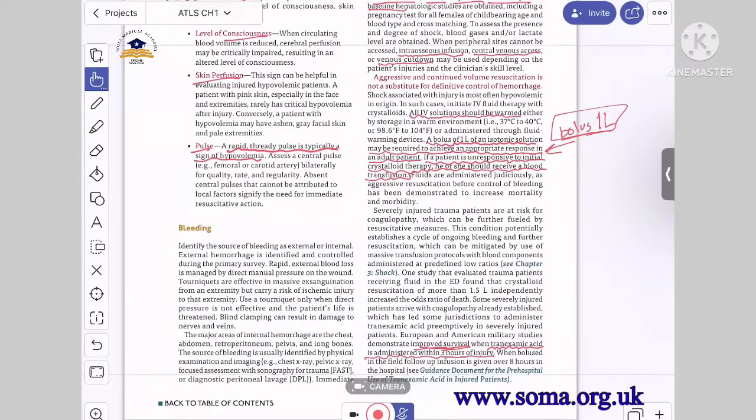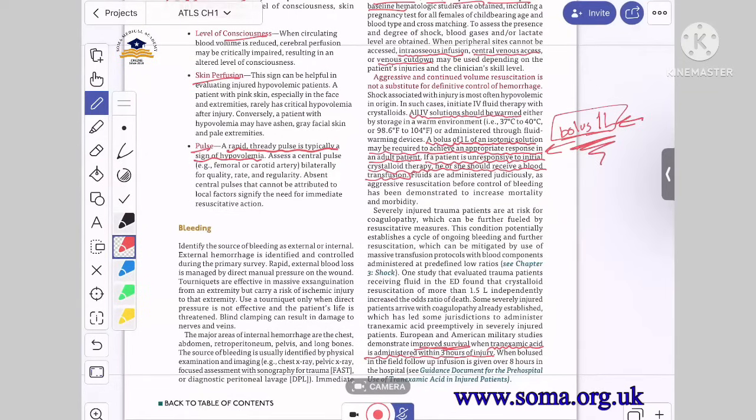Okay, now how much fluid can we give? This is very important. How much fluid can we give for that patient? We can give a traumatized patient 1 liter as a bolus of IV fluid.